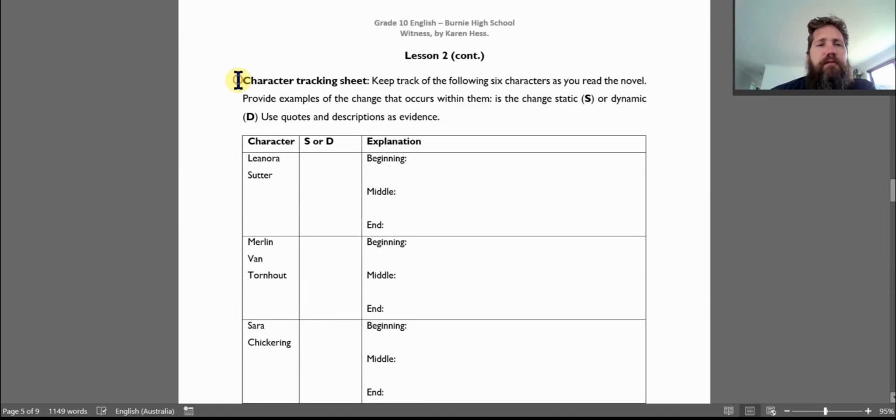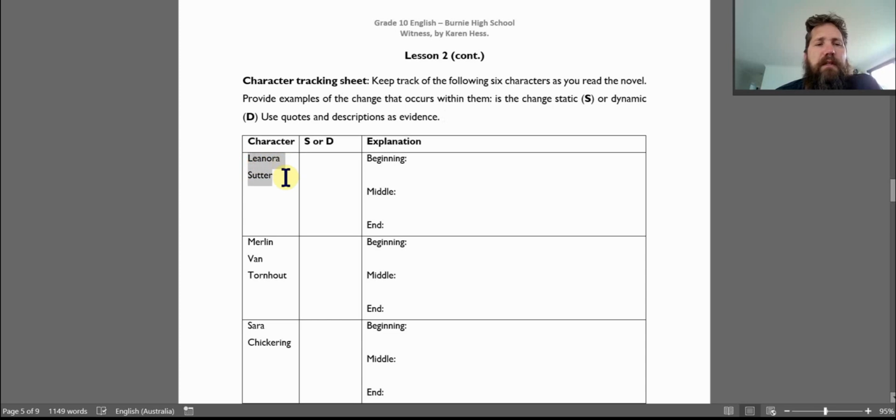Lesson 2 continued. A character tracking sheet. Keep track of the following 6 characters as you read the novel. Provide examples of the change that occurs within them. And is the change static? Write an S. Or is the change dynamic? Write a D. Use notes and descriptions as evidence. Alright, so you could also think of that as fast or slow change in that character.